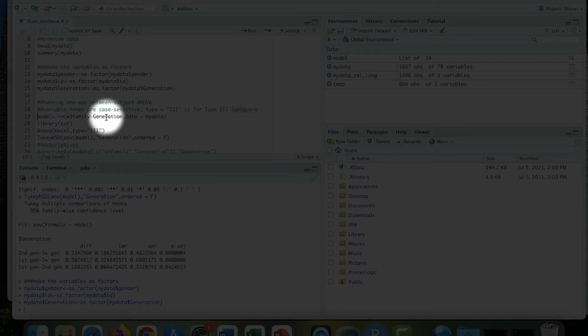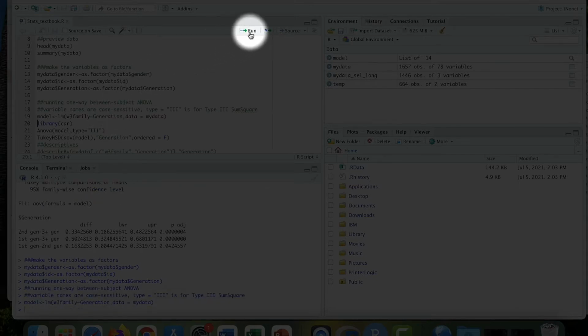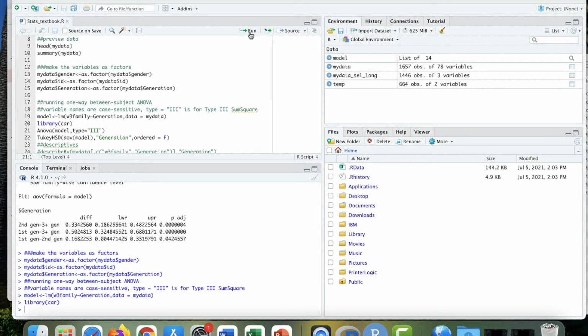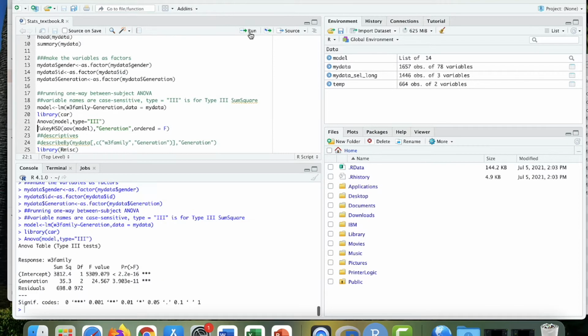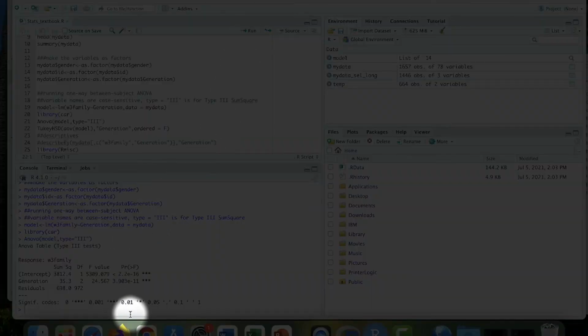That's going to be my dependent variable, and then the independent variable is my group or categorical variable, and that's generation: first, second, and third generation. So I'm going to tell R that that's the model that I'm running. I am going to bring in this library, which allows me to run this ANOVA script. And now I'm going to run an ANOVA using type 3 sum of squares. And down here in the bottom left window, it gives me a very quick summary of my results.